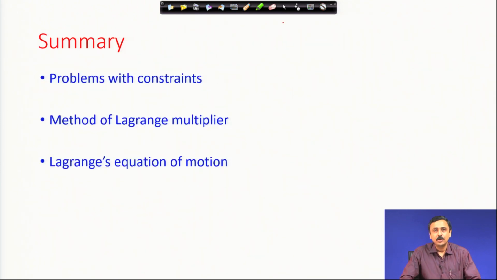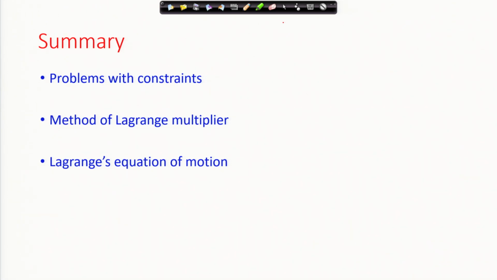So, let me summarize. We have looked at problems with constraints. We have introduced these constraints in our variational statement using the method of Lagrange multipliers, and finally, I have discussed how to obtain the equations of motion, how to eliminate the Lagrange multipliers using the constraints, and very importantly, how to set the initial conditions of the system, satisfying all the constraints in terms of the displacement as well as the velocity. So, with that I will conclude this lecture.